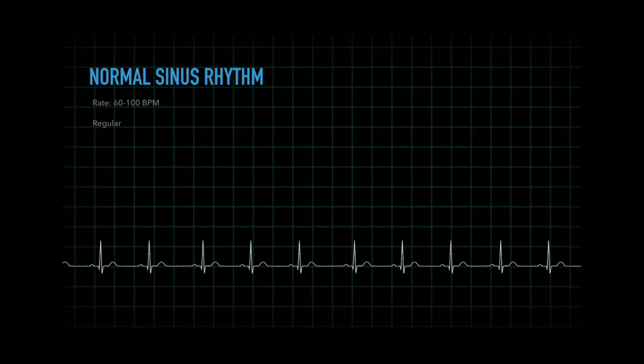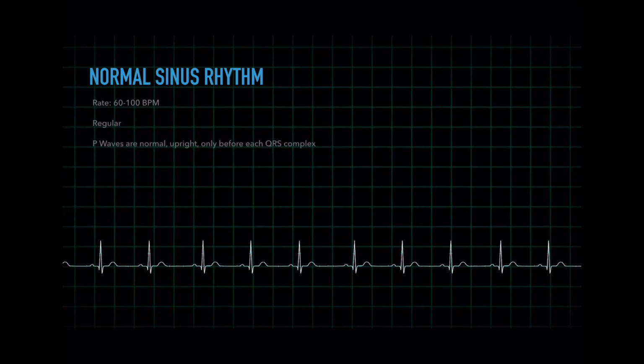We next want to look at the regularity of the complexes. Do they occur on a regular basis, or are they variable? We may also see a pattern in its variability. For normal sinus rhythm, we should have a regular frequency of beats.